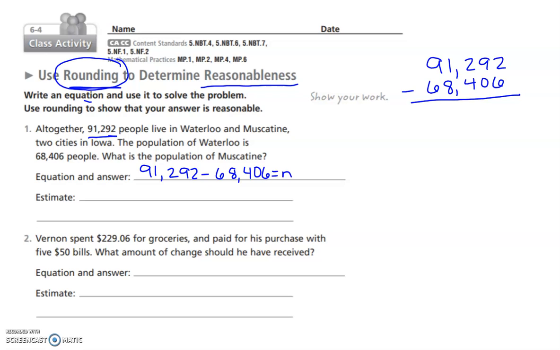Perfect. And I can't do 2 minus 6 at the moment. I'm going to have to borrow from this 9 to make it an 8. So this can now become a 12. So 12 minus 6 is 6. 8 minus 0 is 8. Again, I'm going to need to borrow because I can't do 2 minus 4. So that becomes a 12. 12 minus 4 is 8. Can't do 0 minus 8, so I have to borrow again. So now 10 minus 8 is 2, and 8 minus 6 is 2, and that's a 5-digit number, so I need my comma.